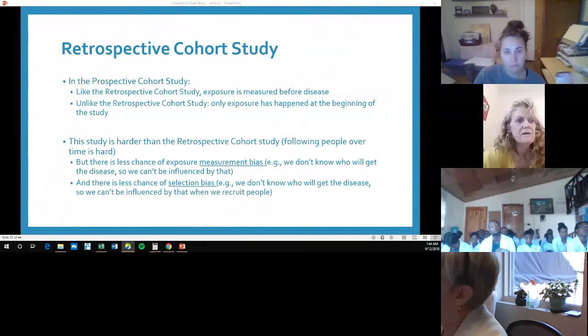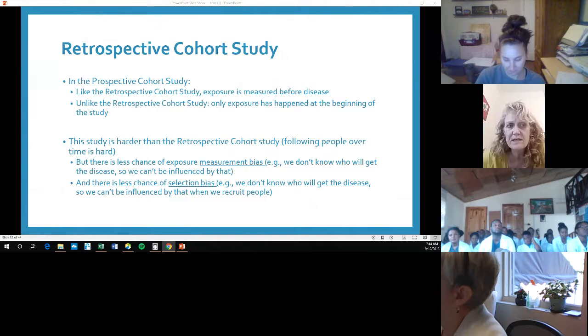Okay. The prospective cohort study is more difficult than the retrospective cohort study because following people over time is difficult, but there's less chance of measurement and selection bias.